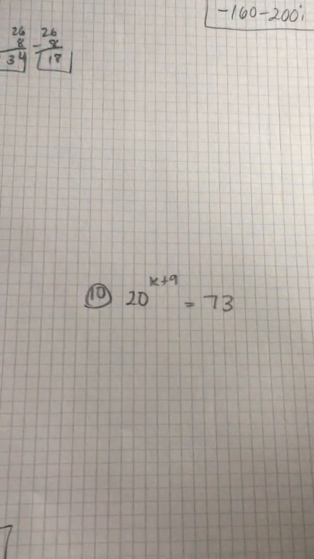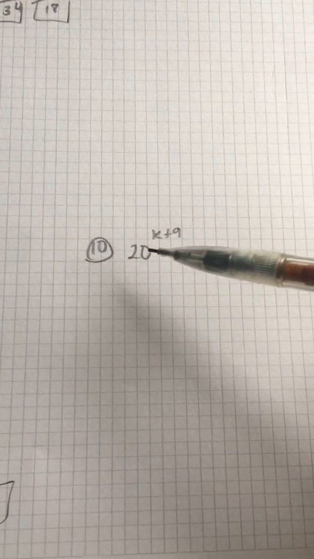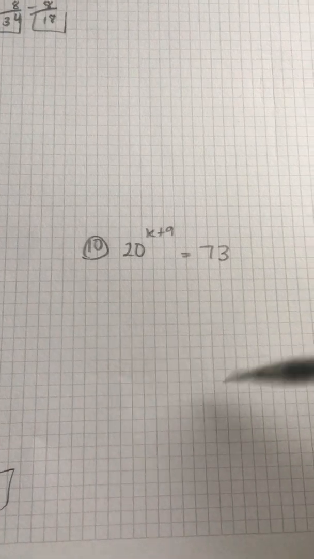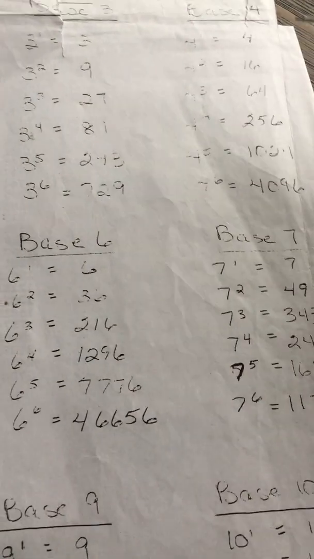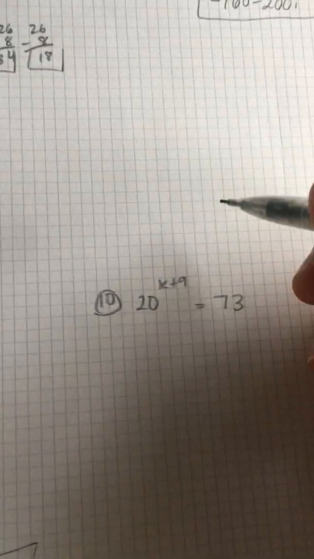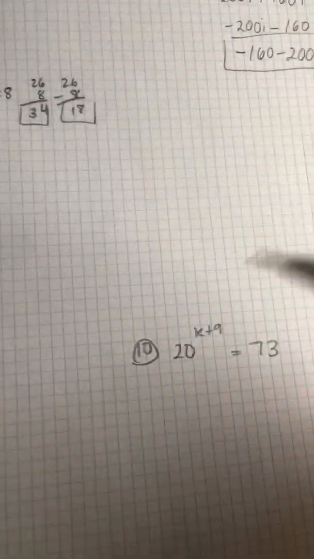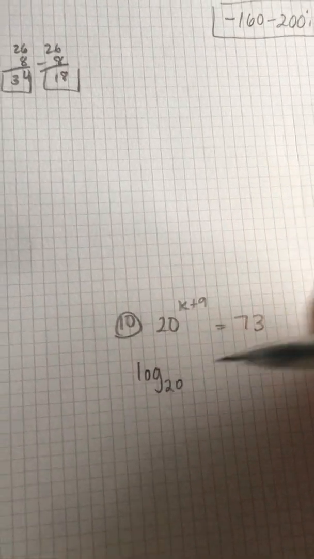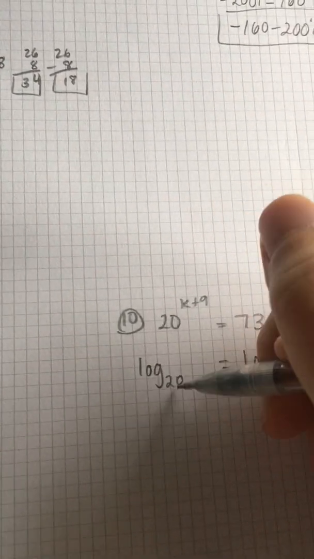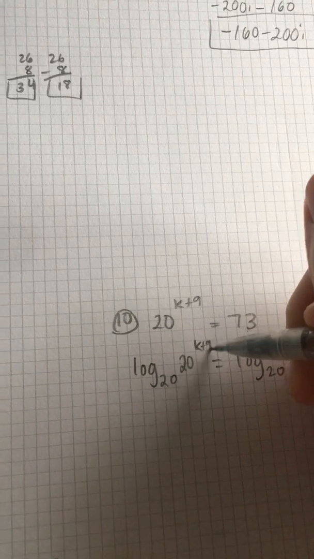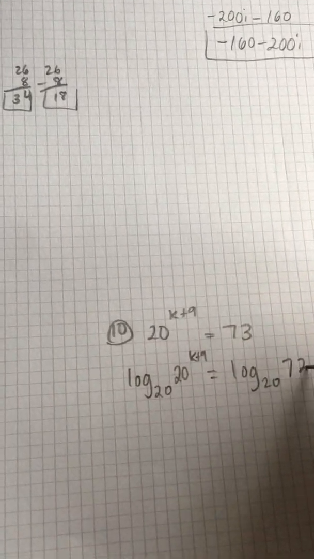And 10, I recognize I need to solve this. I recognize it's an exponential. I have a base, a power equal to a value. Typically when I have exponentials, I try to use my base sheet and see if I can write 73 and 20 with the same base. 20, 73, not going to happen. So the other way to do that is to use logs. I'm going to use log base 20 on both sides. So this is going to stay log base 20 of 20 to the k plus 9, and then this is going to be log base 20 of 73.